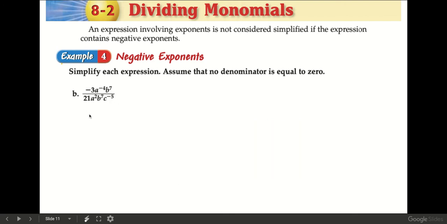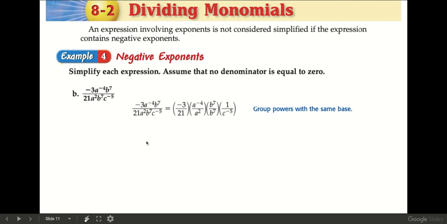Let's look at a second one here. Here I have negative 3 a to the negative fourth, b to the seventh, over 21a squared, b to the seventh, c to the negative fifth. So again, I'm going to go ahead and try to simplify this using my exponent rules. So I'm going to rewrite this again as separate fractions, and I'm going to group things that have the same base. So negative 3 over 21, I'm going to group those together because those are just numbers.